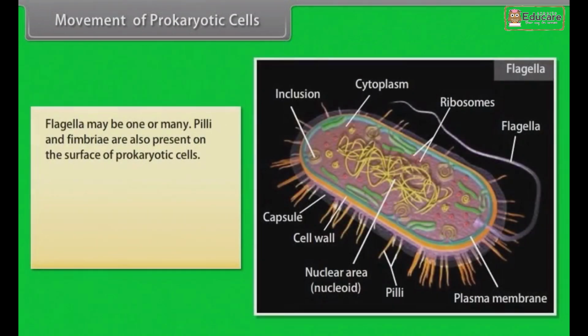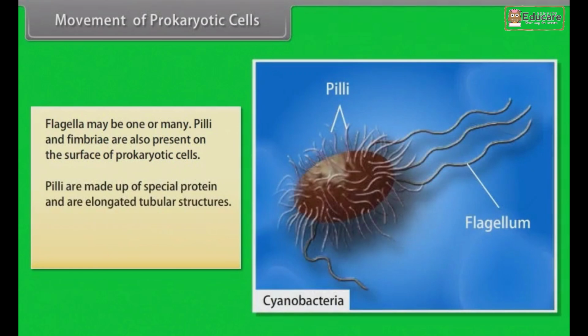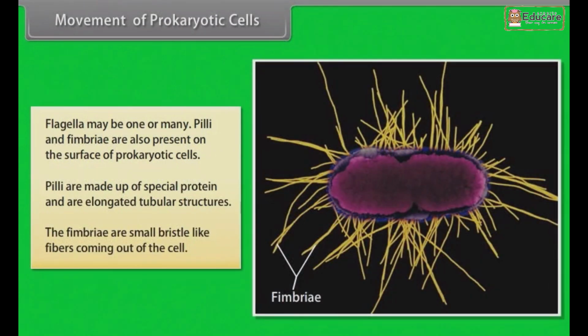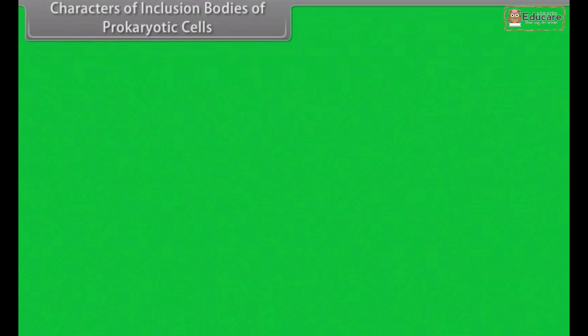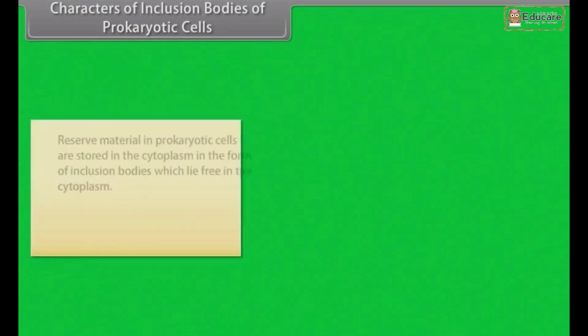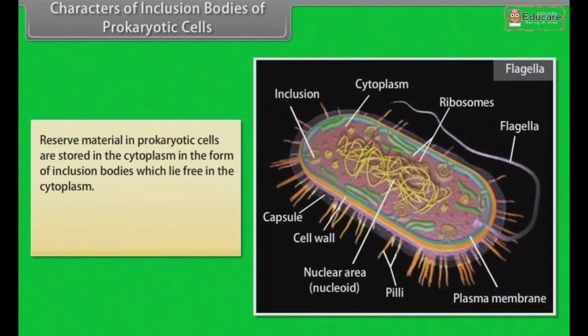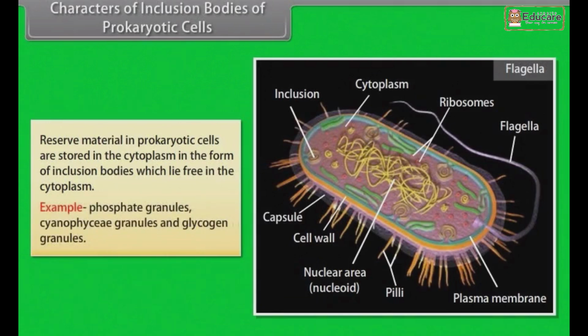Pili and fimbriae are also present on the surface of prokaryotic cells. Pili are made up of a special protein and are elongated tubular structures. The fimbriae are small bristle-like fibers coming out of the cell. Characters of inclusion bodies of prokaryotic cells. Reserve materials in prokaryotic cells are stored in the cytoplasm in the form of inclusion bodies, which lie free in the cytoplasm. Examples: phosphate granules, cyanophycean granules, and glycogen granules.